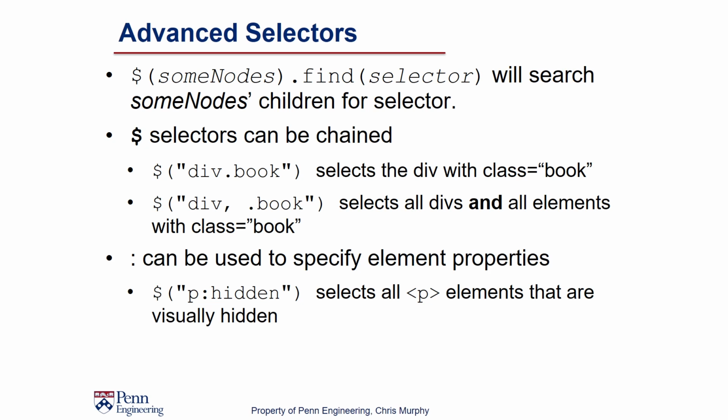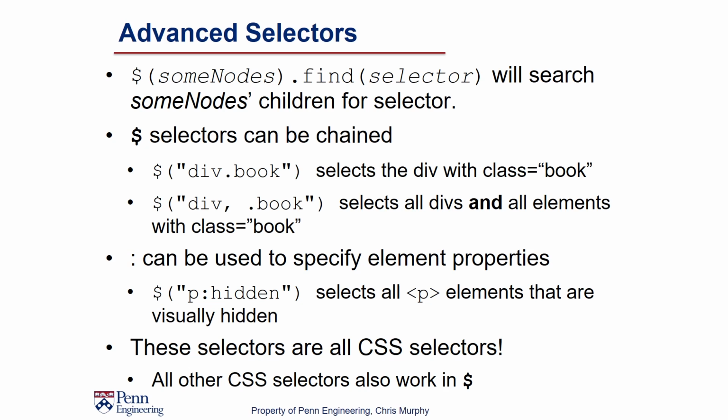I can use the colon notation to specify elements that have a specific property. For instance, down here, I'll select all the P elements, the paragraph elements that have the hidden property. We'll see that in a future example. Last, it's worth pointing out that all of these are CSS selectors. All of the CSS selectors that we've seen before will still work in jQuery with the $ sign notation.